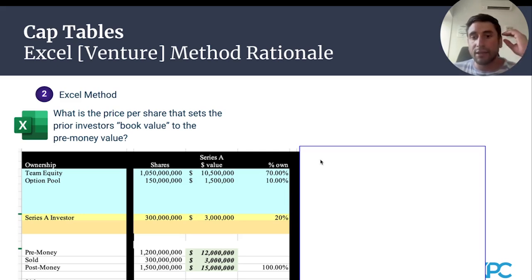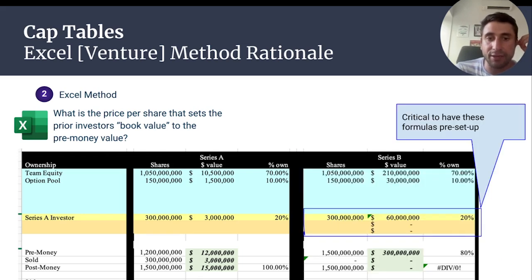So what is the price per share that sets the prior investors' book value to the pre-money value? We do know the shares for all prior investors, that's the cap table here. And then it's critical to have these formulas set up. It makes this a lot easier.